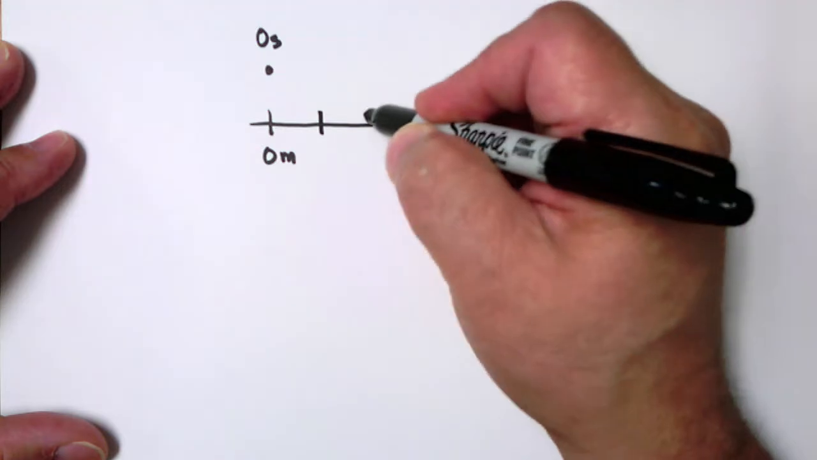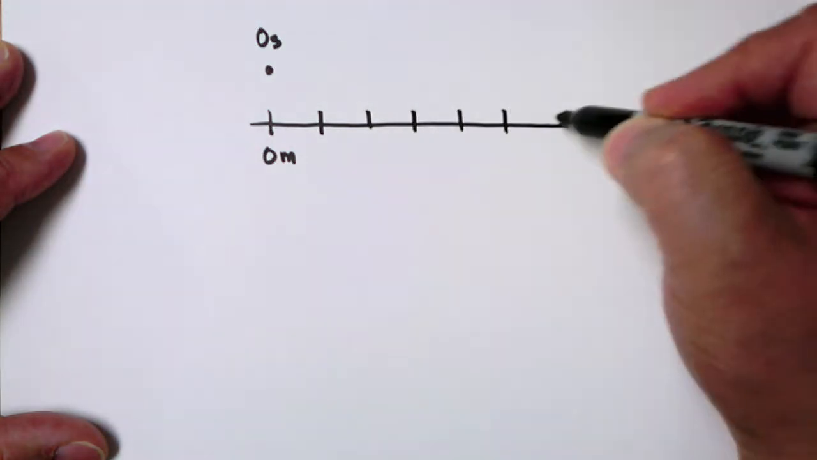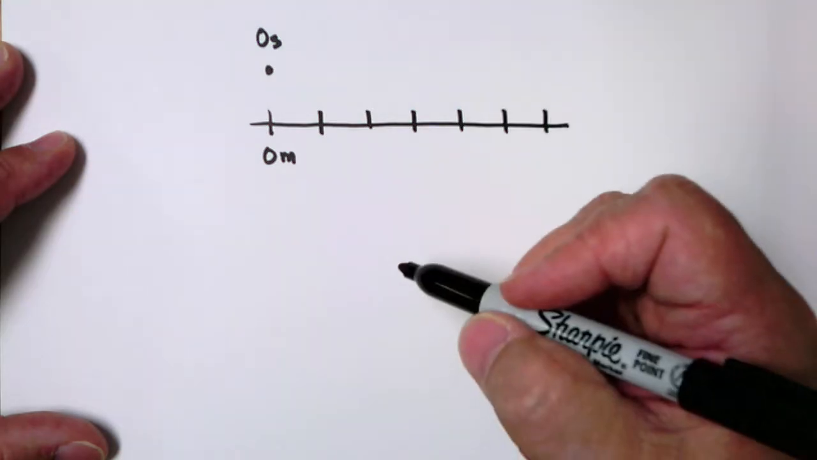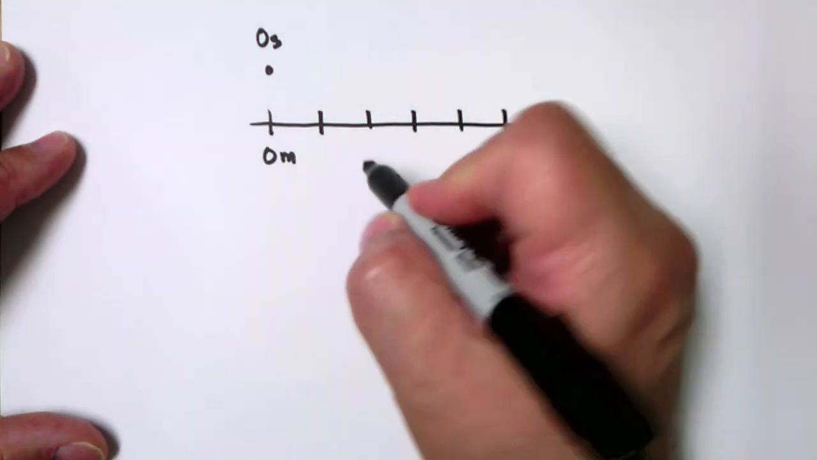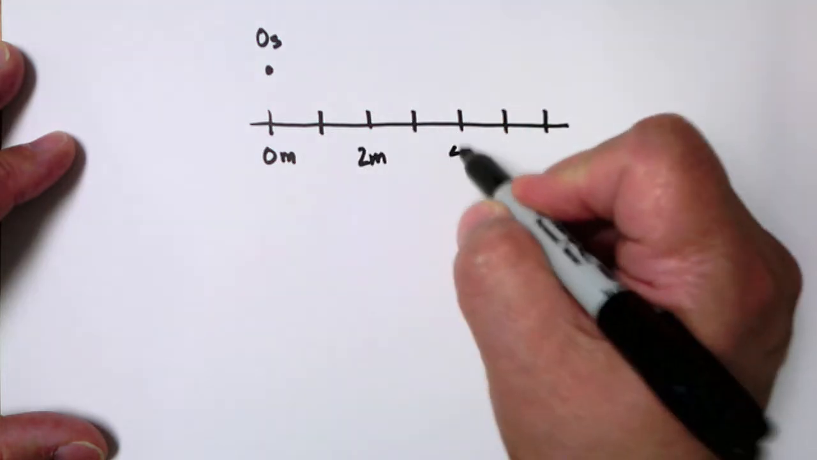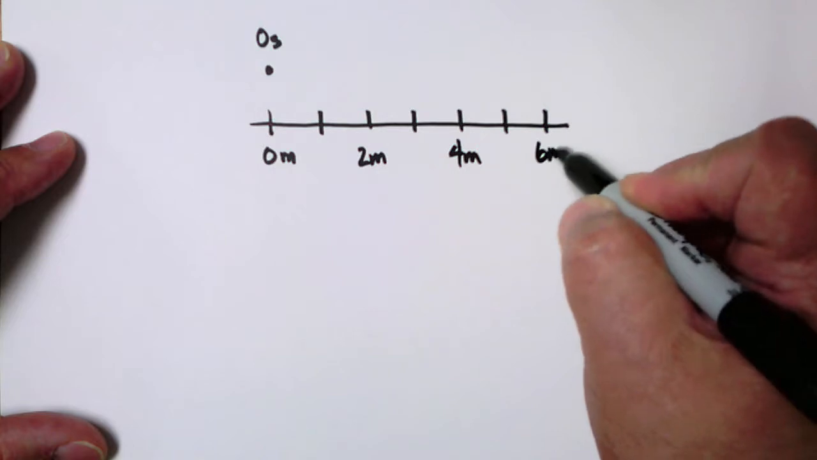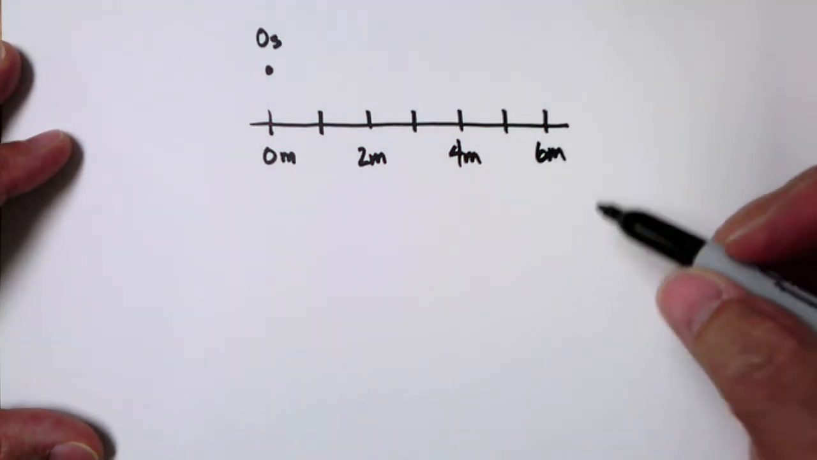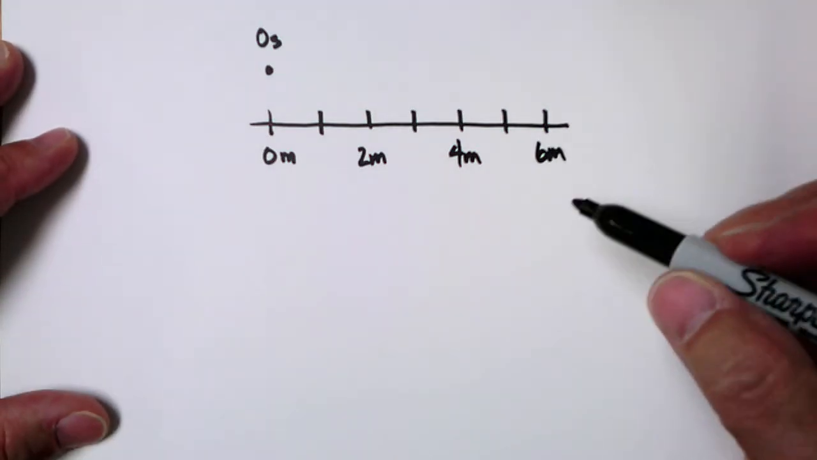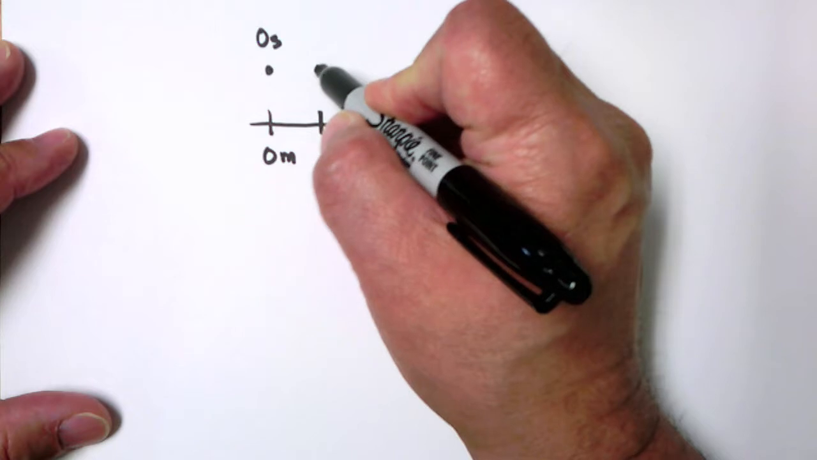We'll mark off equal intervals on our scale and let each interval represent a meter. So that would be 1 meter, 2 meters, 3 meters, 4 meters, 5 meters, 6 meters. And let's imagine that in each succeeding second, we travel 1 meter.